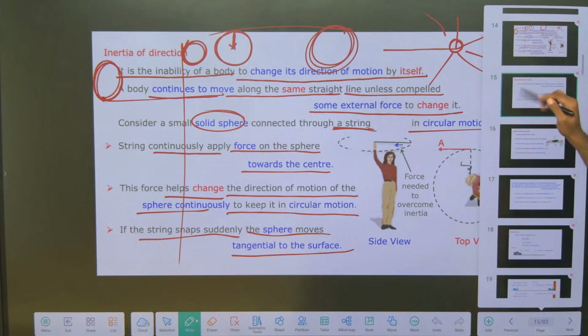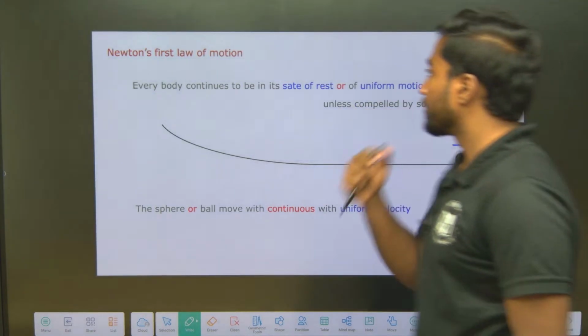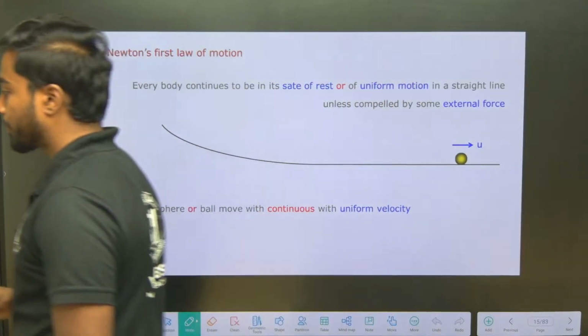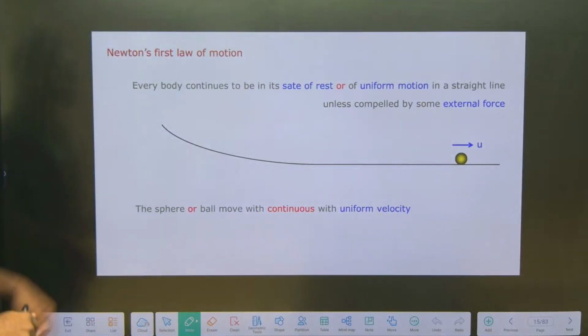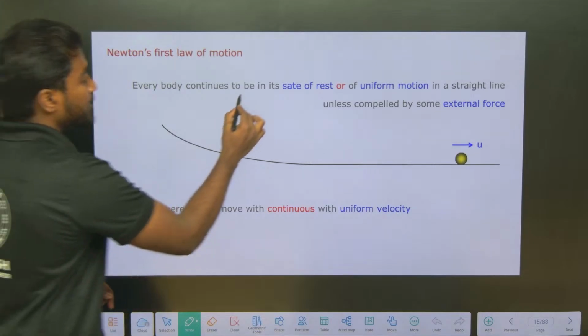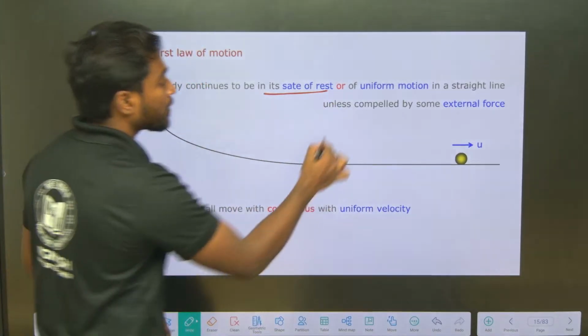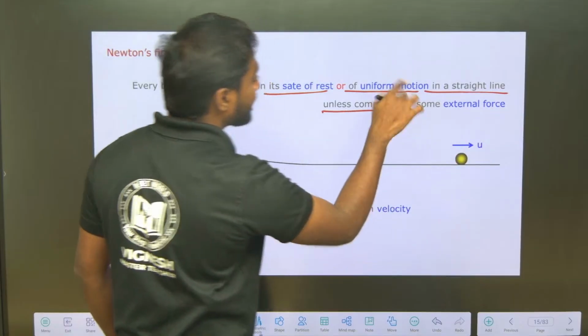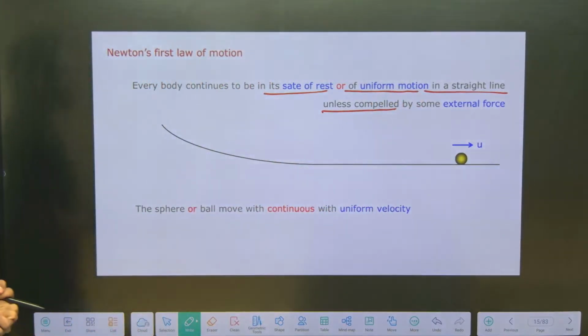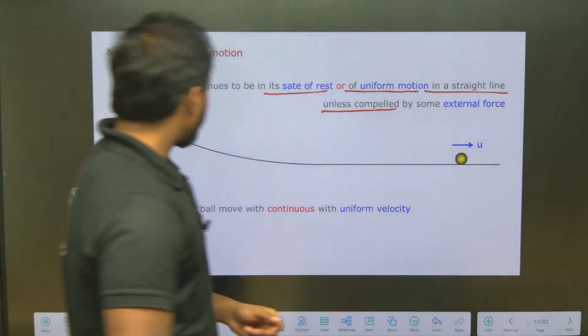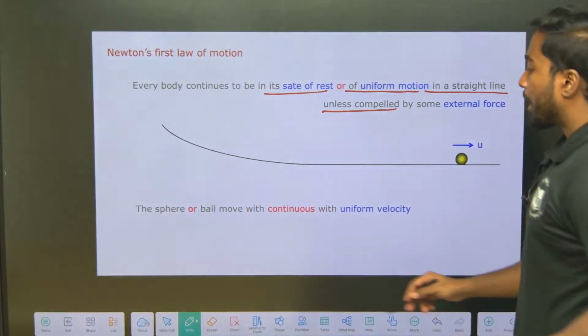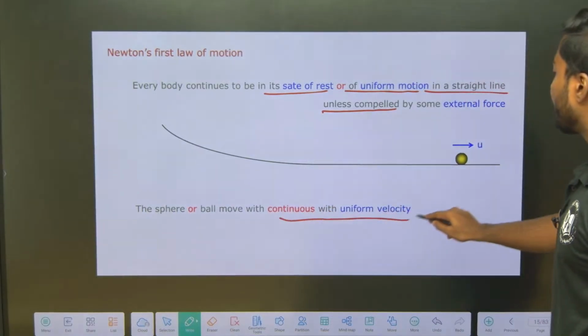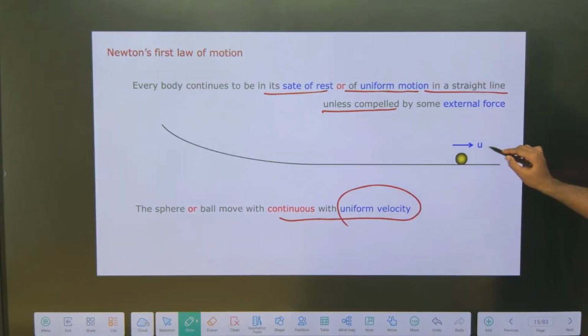Okay. Next one is Newton's first law of motion. Every body continues to be in a state of rest or uniform motion in a straight line unless and until an external force or external agent is acting on it. So this sphere or ball moves with a continuous uniform velocity.